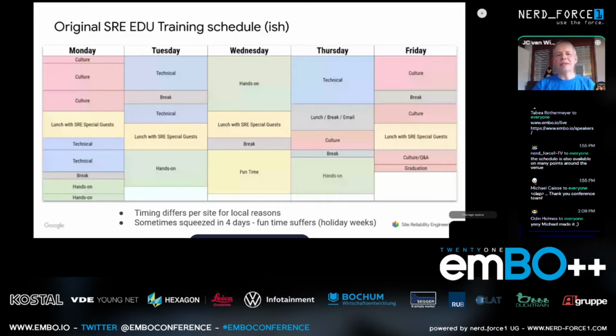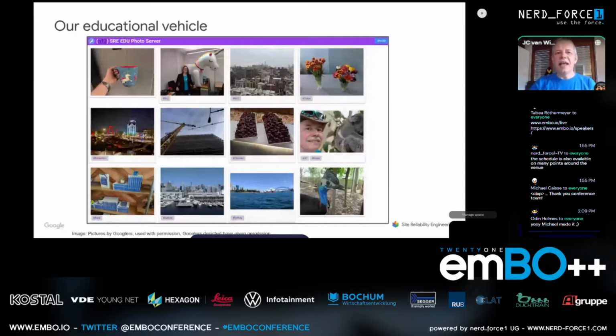So here's what we did. We created an educational vehicle. We created a photo upload service. It is super simple. What you can do is you can upload photos. You can look at the photos that have been uploaded. You can add hashtags to the photos, and you can search by hashtag.